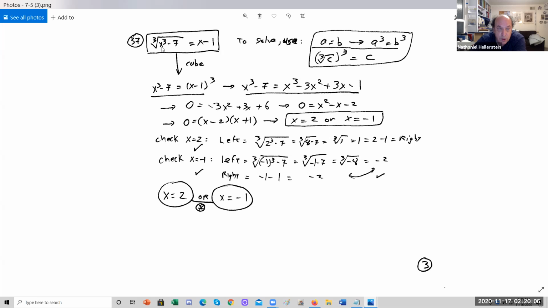Checking 2, throwing in 2 in here is the cube root of 2 cubed minus 7, is the cube root of 8 minus 7, which is the cube root of 1, which is 1. And 2 minus 1 is also 1, so they check. Let's try x equals -1. Plug in a -1 here and here. Left side is the cube root of -1 cubed minus 7, which is the cube root of -8, which is -2. And the right side is -1 minus 1, which is -2. And again, these check. So 2 and -1 both solve this equation.